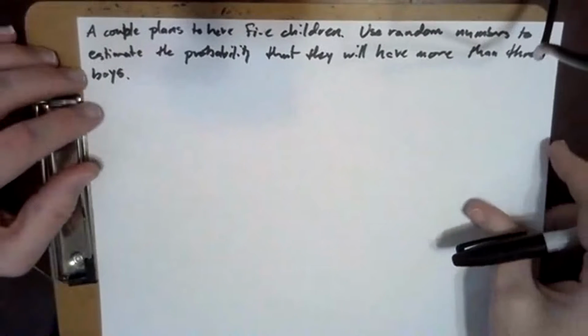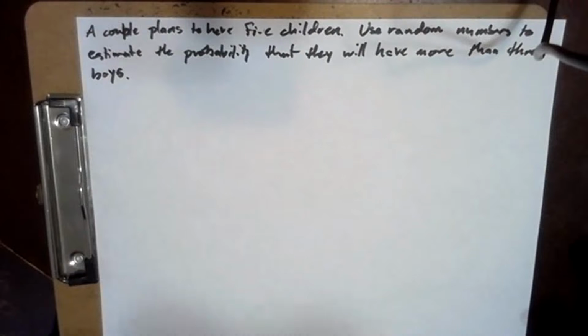A couple plans to have 5 children. Use random numbers to estimate the probability that they will have more than 3 boys.